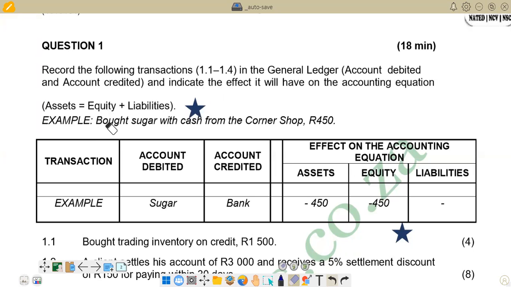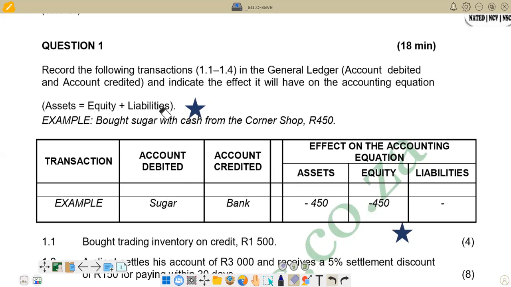And then we have got an example that we are given, and it's saying bought sugar with cash from the corner shop, which is 450 rands. In this example, the solution is there. This is the example that we are going to follow in the answer section. On this one, they have debited the sugar and then credited the bank. And then they've also shown the effect on the accounting equation by a reduction of 450 on assets and a reduction again of 450 on equity. So this is the example that we are going to follow as we enter the transactions below.